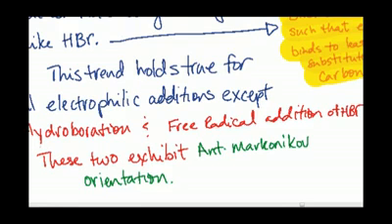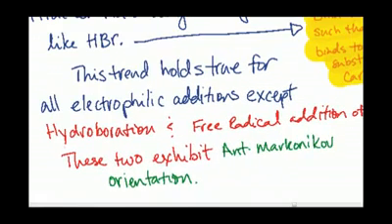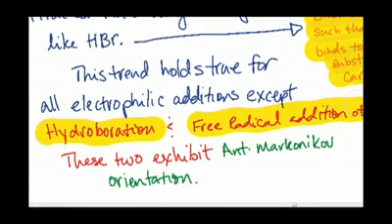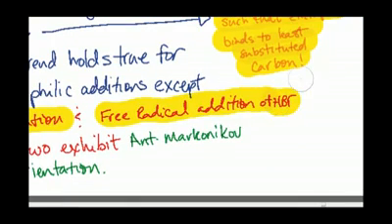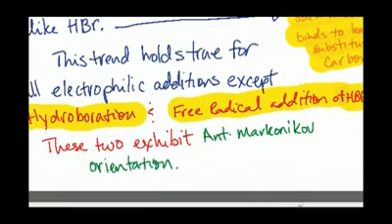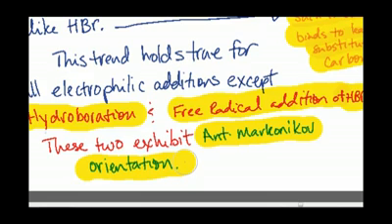And it holds true for all of the electrophilic additions that you're going to study, except for hydroboration and free radical addition of HBr. They use peroxides to make free radicals, and these two will exhibit the anti-Markovnikov orientation. That's a whole different video. This is just a concept video. I'll do some examples of each one of these different Markovnikov reactions. So make sure you check those out.